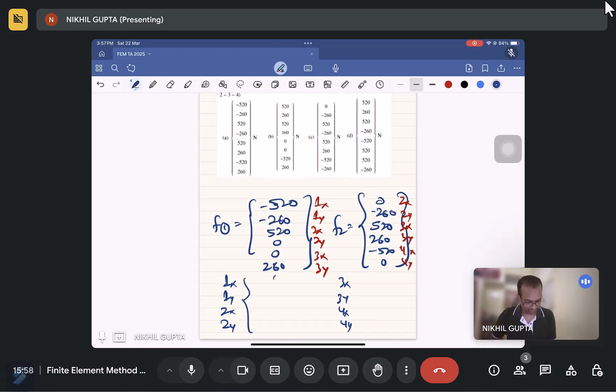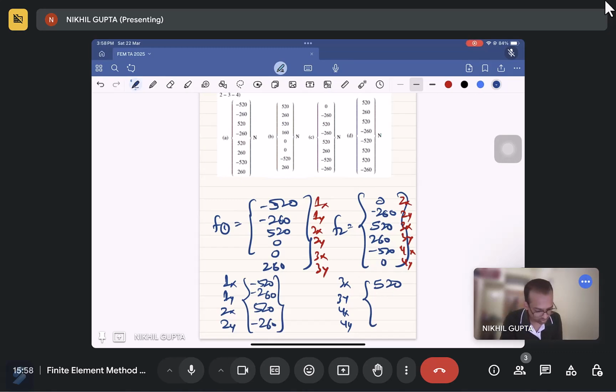So what will come? 1x you will get from F1, which is minus 520. Then 1y is here only, so minus 260. 2x you are getting from both, but this is 520, this is 0, so this will be 520. And 2y here 0, here minus 260. 3x, you are getting 0 from here and 520 from here, so that will be 520. 3y, 260 here and 260 here.